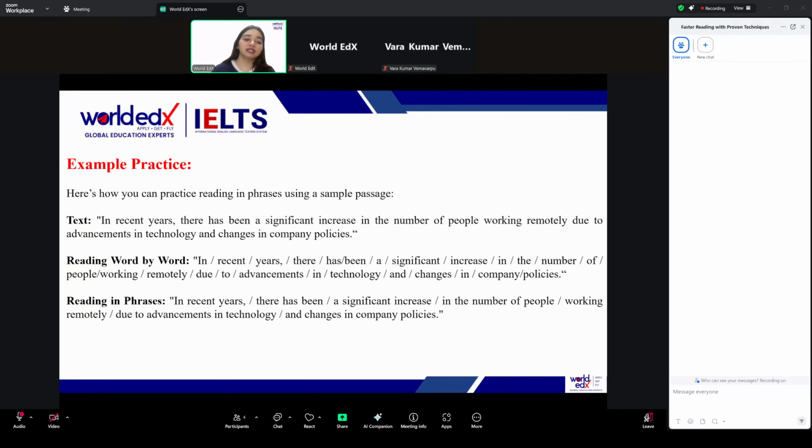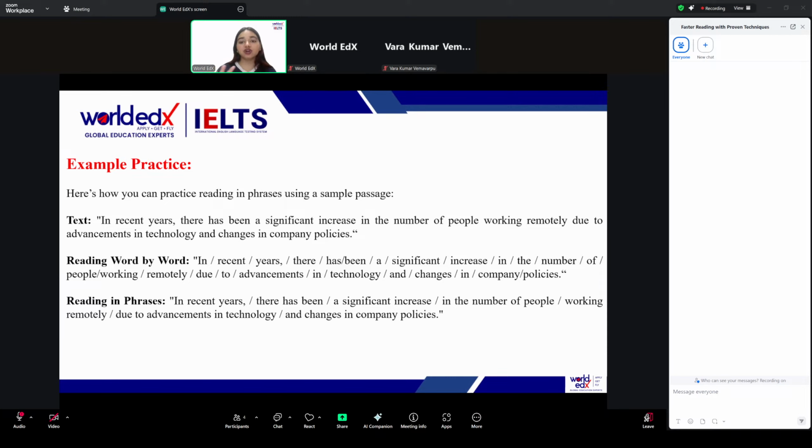Now, let me show you an example. Here is a passage. In recent years, there has been a significant increase in the number of people working remotely due to advancements in technology and changes in company policies. If you read word by word, this is the amount of time that you will have to give. However, if you read it in phrases, or chunk the words together, you will read it like: in recent years, there has been a significant increase in the number of people working remotely due to the advancements in technology and changes in company policies.